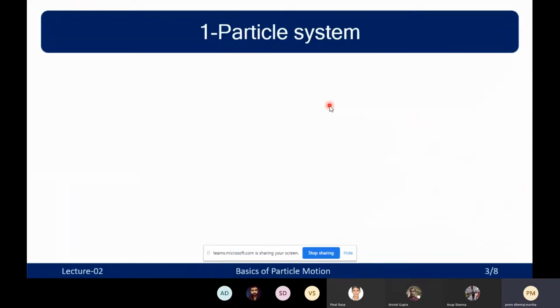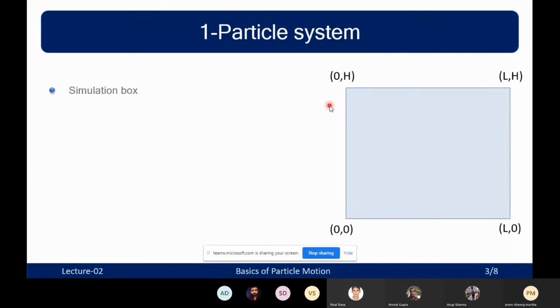So let us start with a one particle system. First of all, let us observe and study the behavior of a single particle in our system. In order to do so, we create a simulation box. So this is the simulation box that I've created. The dimension of the simulation box is length L and height H. You can fix these coordinates yourself based on your requirement. I have taken it from 0 to L and 0 to H along the X and Y directions respectively.